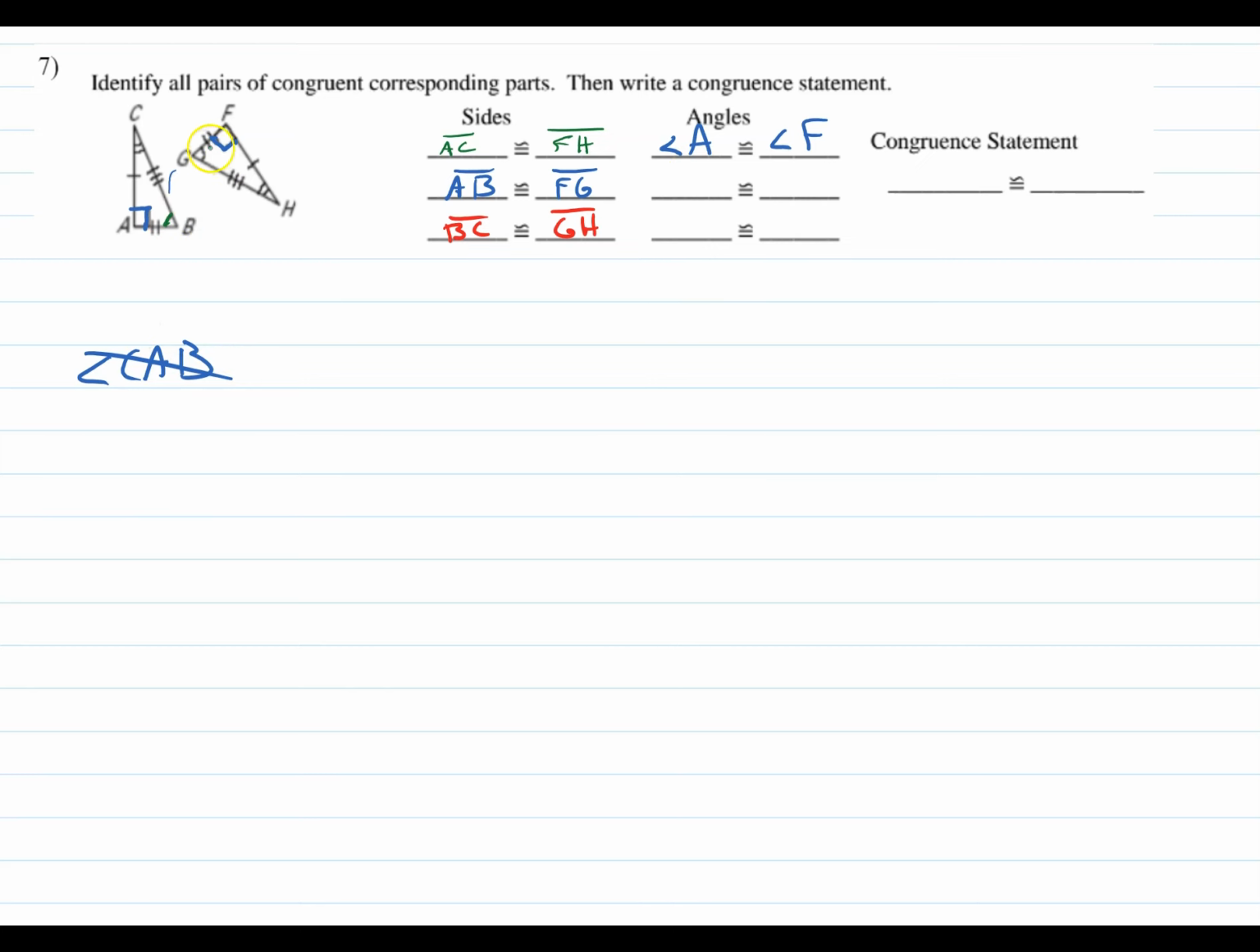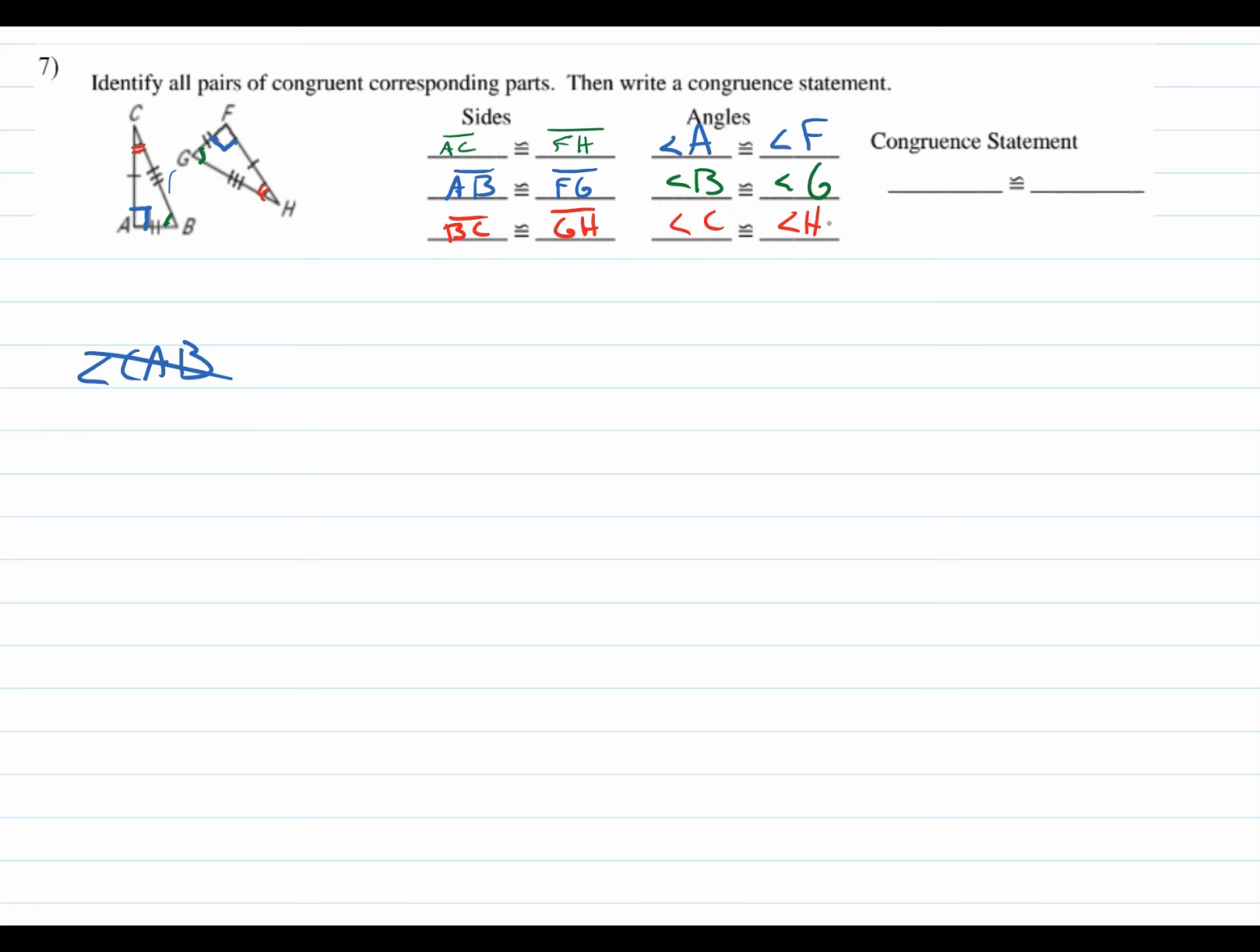Angle B in the first triangle corresponds to angle G in the second triangle. They both have a single arc. So angle B is congruent to angle G. Last angle is H and C. Both of them have two arcs, which means they are corresponding and congruent. Angle C is congruent to angle H.